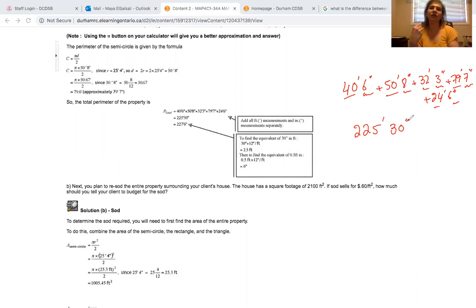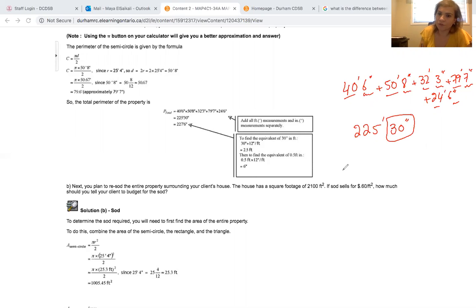But we can't report it like this. 30 inches makes so many feet. Remember that 1 foot is 12 inches. So 30 inches has at least 2 feet in there, right? Because 30 is 15 and 15, right? So that's 2 feet right there.